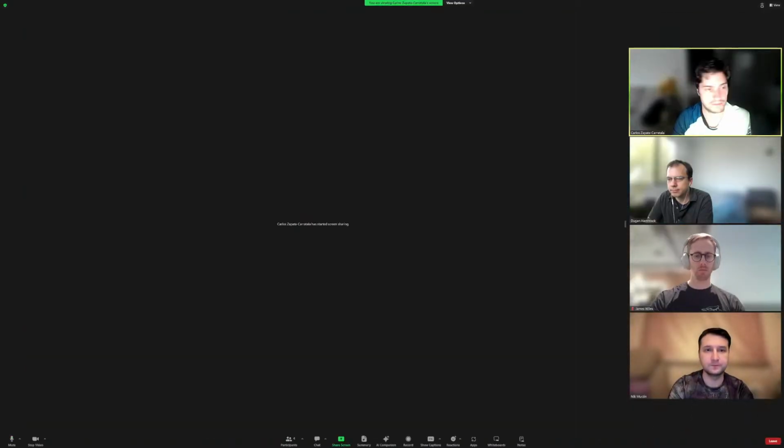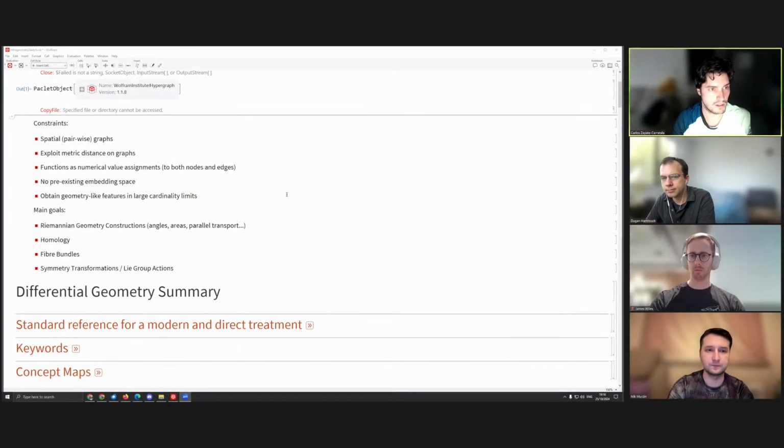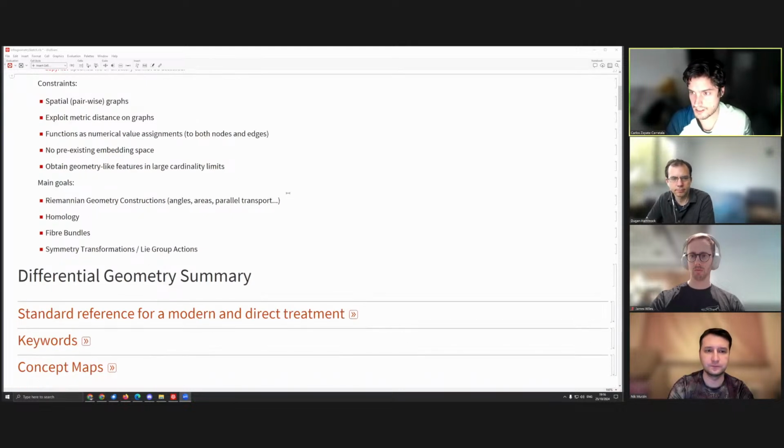If Mathematica works, right. Okay, so sharing the screen. Okay, so you can all see this, right? So this is the points from last time.